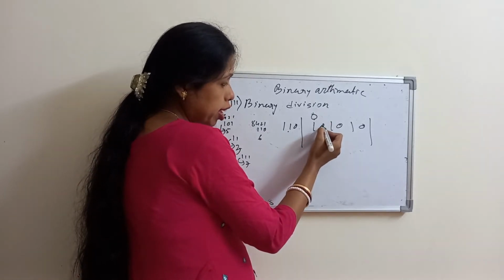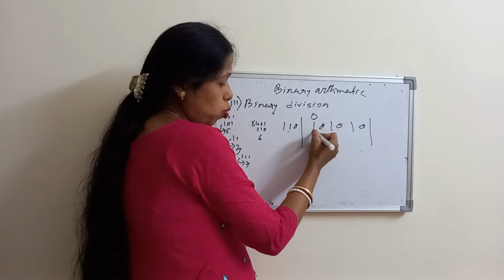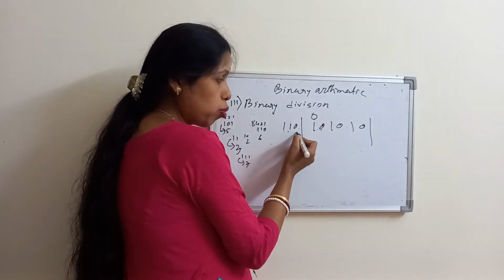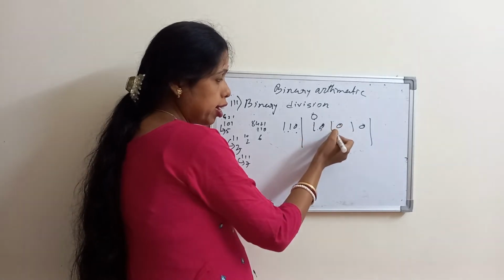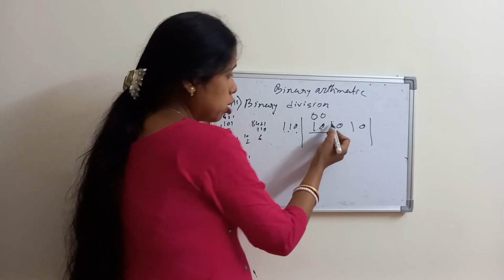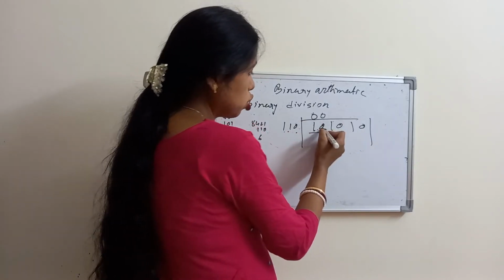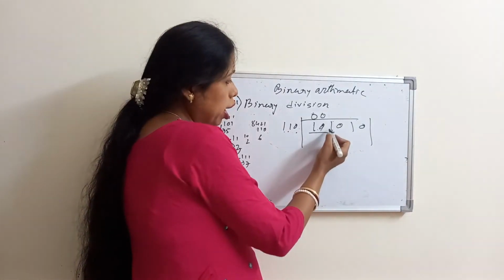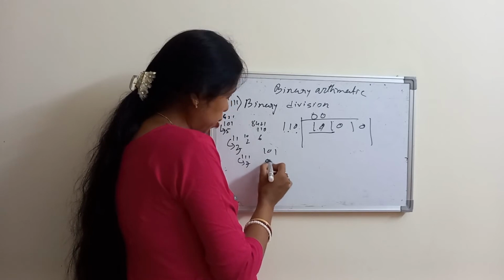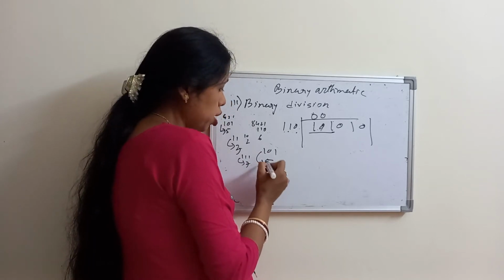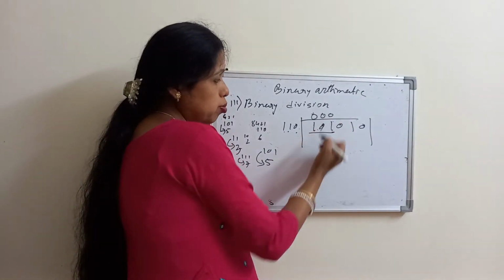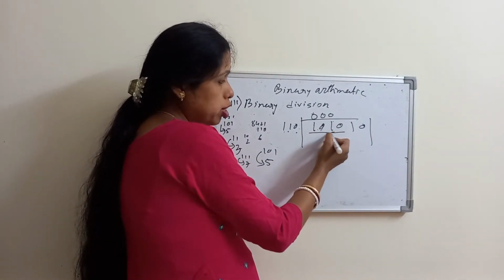Again you are taking the next digit, 10, which means 2, right? So this 10 is not divisible by 110. Again you are taking this entire number. It is not divisible, so you are writing 0 here. Again you are considering 101, that means 5. So 5 is less than 6. Again you are putting 0 and you are considering the next digit.